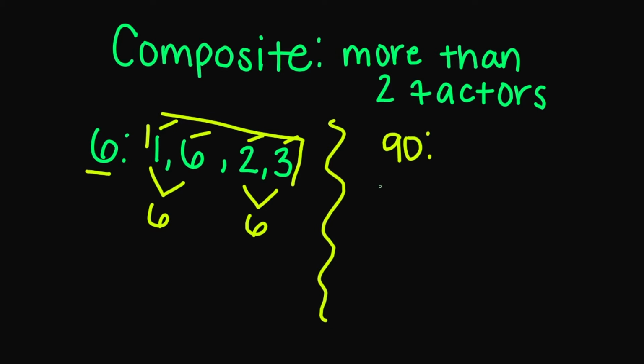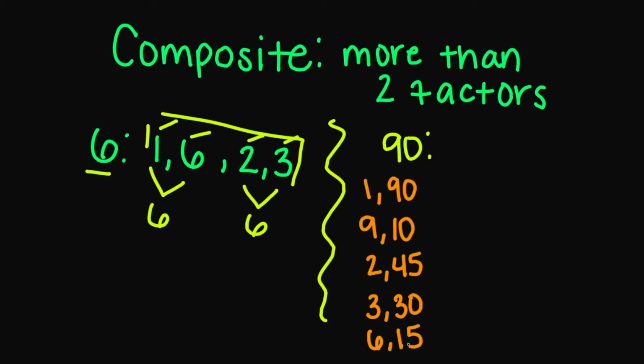So what about the number 90? The factors of 90: we have 1 times 90, which gives me 90. We have 9 times 10, which gives me 90. 2 times 45 will give me 90. We have 3 times 30 will give me 90. There's 6 times 15 will give me 90. And then we have 5 times 18 will give me 90. So all of these numbers, when multiplied by each other, equal 90. So because I have more than two factors, the number 90 is a composite number.